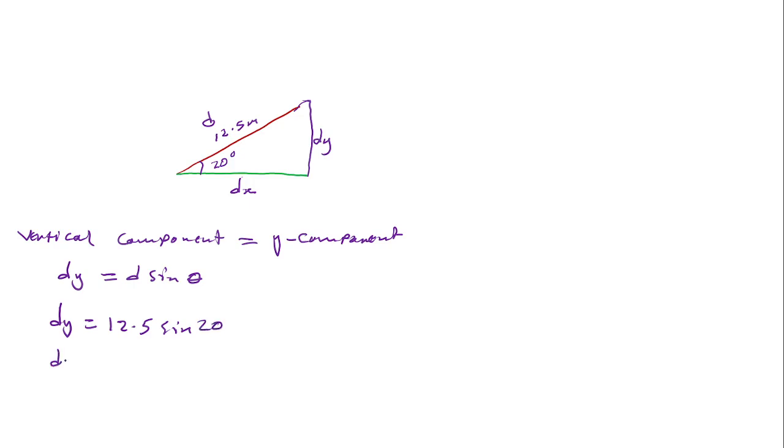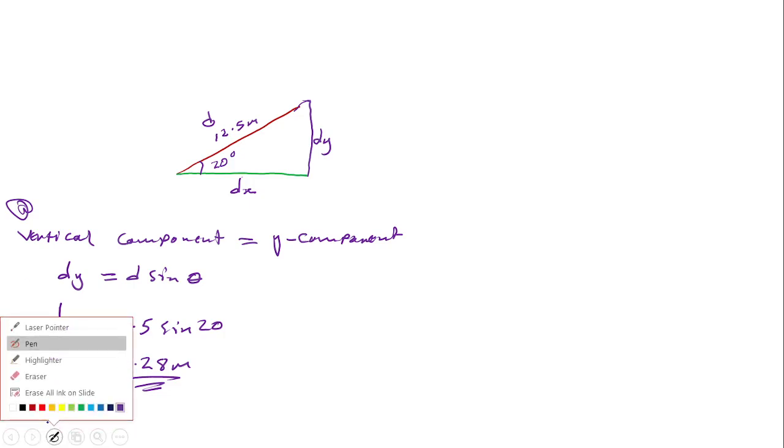So dy is simply equal to, what are you having when you plug in? For those with calculators, what are you having when you plug in? 4.275. Okay, so 4.28. So 4.28 meters. It is 4.27525179, so we have simply rounded it off, and that's the answer for the vertical component.